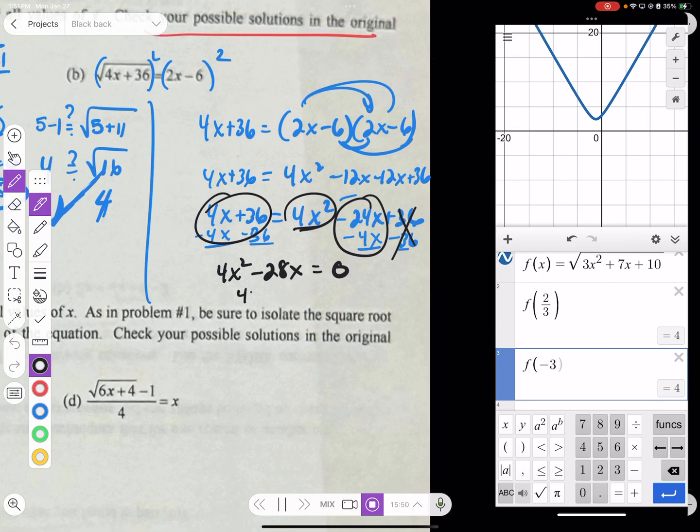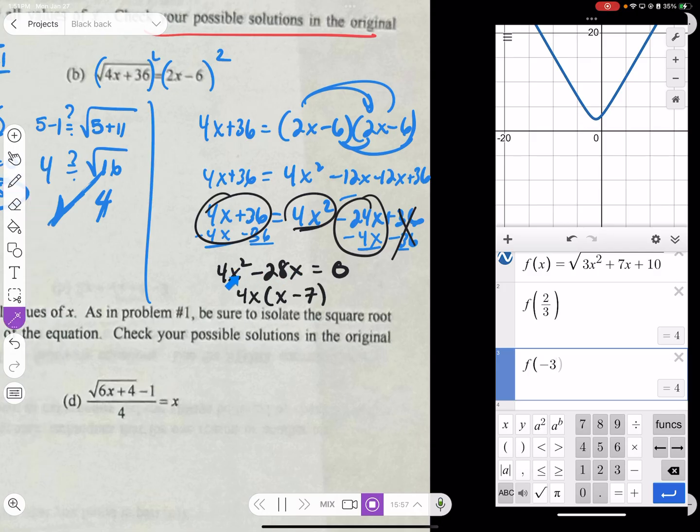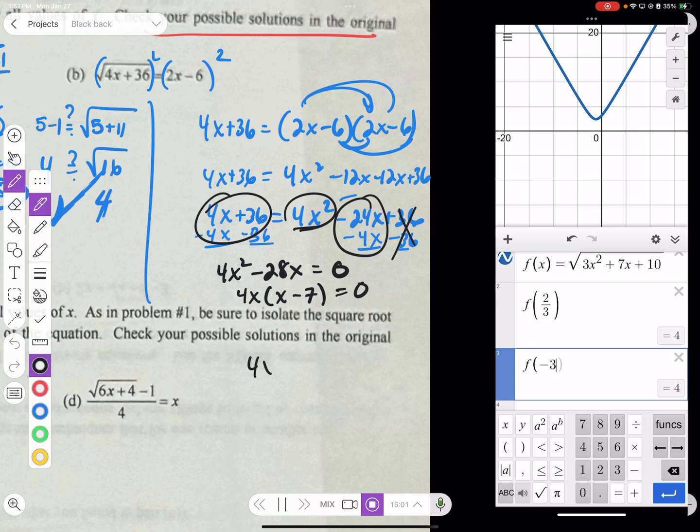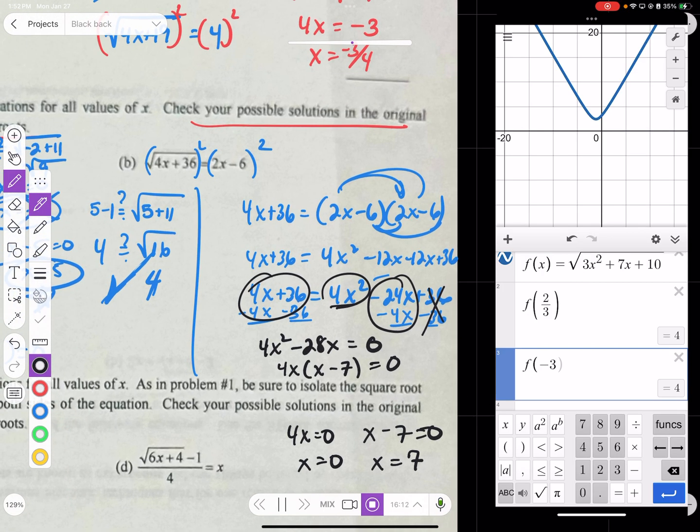I'm going to see if I can factor it. I see a GCF, right? 4 and 28 are divisible by 4, and they both have x's in them. I grab each factor, and I set it equal to 0. And I get my answers. Divide by 4, add 7 to both sides. And then run them up and check them.